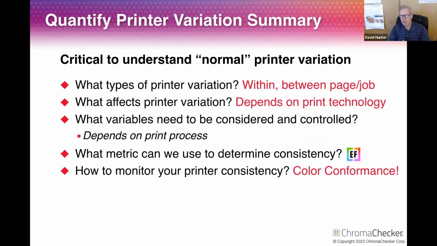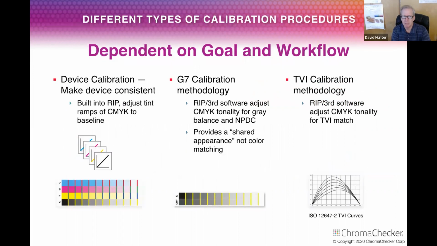So when we go back as a summary to how to quantify printer variation, you need to understand what types of printer variation there are and how to check them, need to understand what affects printer variation, need to define a metric that helps you define the consistency, which, as we've talked about, delta E is a really good metric for this, and how to monitor your print consistency over time. And monitoring your print consistency over time is all about color conformance, which is that 5th C in the 5 C's that we talk about.